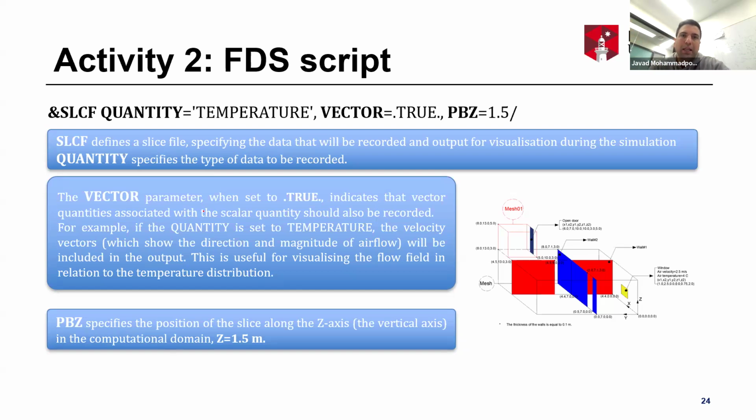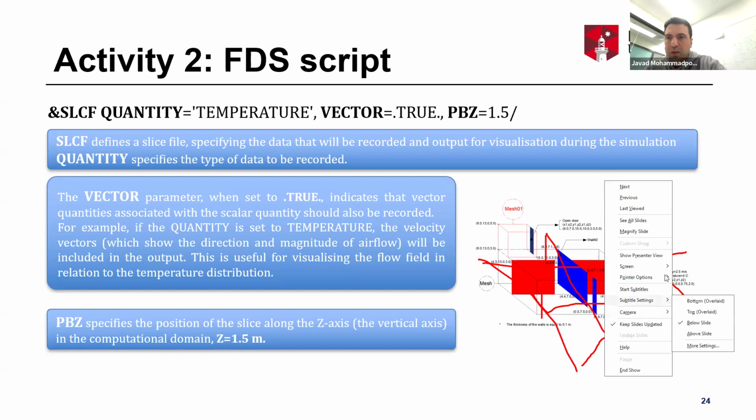Hope you realize that. And the next one is the coordination of the plane or the cross section. The PB is mandatory, but if you are defining your cross section in the Z, what is the coordination? The Z is equal to, as you can see, 1.5 meter. You can even define some cross section in the X direction. So it's up to you.